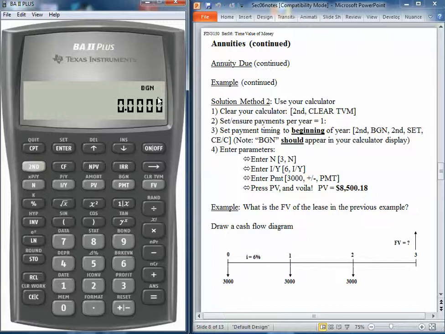If you're using a TI 84 or an 89 or something like that, you'll see that at the bottom you can switch from an end to a beginning, and this essentially does the same thing. Now we enter in our values just as we did before. So we hit 3 N, 6% is our opportunity cost of capital or interest rate. We have $3,000 payments. I'm going to make those negative just because they represent an outflow. And we want to know what is the present value of those $3,000 payments. So this is where we get our $8,500, and rounded to the nearest penny, 18 cents.